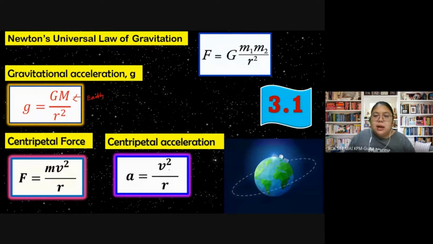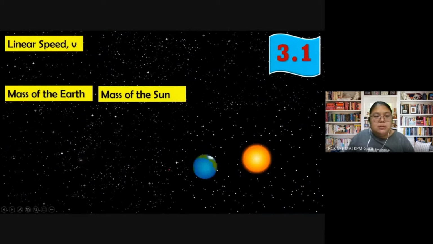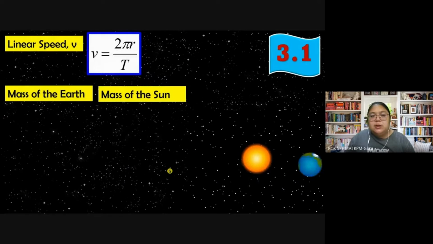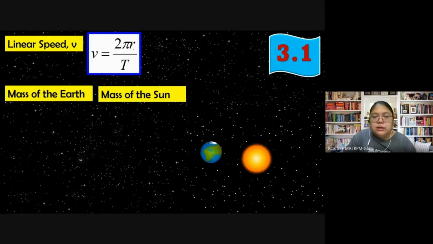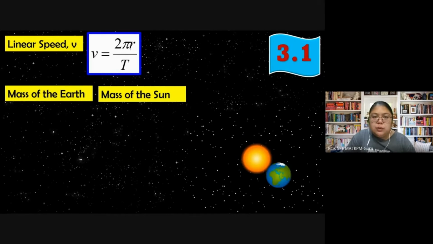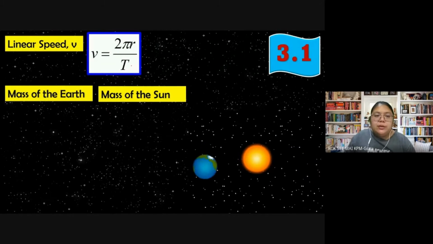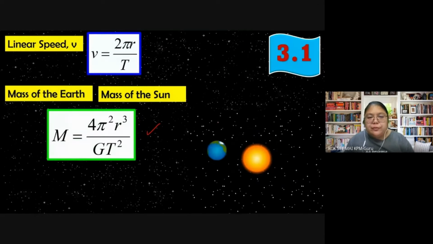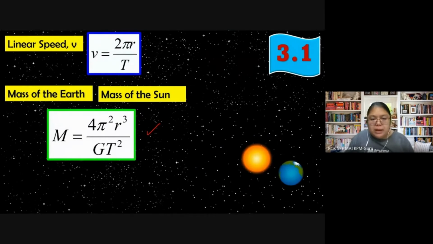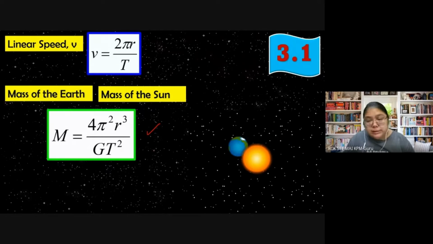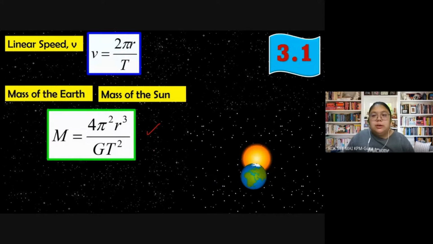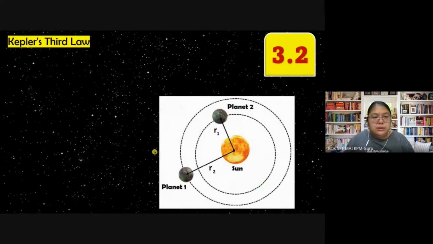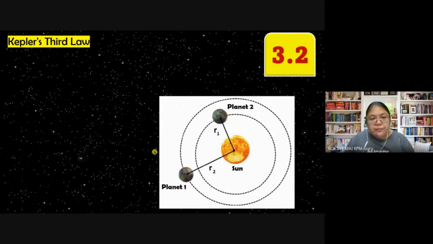Then after that, we continue to learn about the linear speed. For the satellite, for any planet, v equals 2 pi r over T. After that, the mass of the Earth. This is the last one we learned. When you want to find the mass of the Earth or the mass of the Sun, you can use this formula.